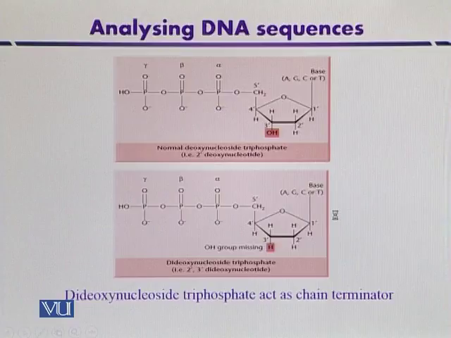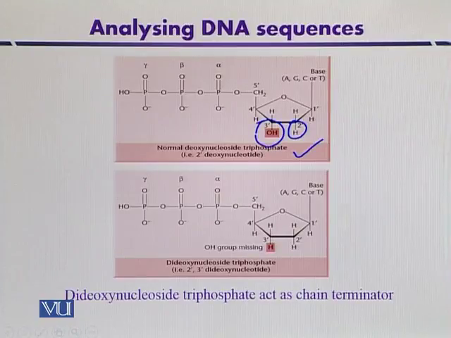Here is the comparison with the normal deoxynucleoside triphosphate, that is the 2' deoxynucleotide. Here the OH group is not present at the 2' site, whereas at the 3' location the OH group is present in the normal base. When we compare it with dideoxynucleoside triphosphate, it lacks the OH group at the 3' end. So this 3' OH group is missing, and that will not catalyze the addition of the next nucleotide in the growing nucleotide chain.